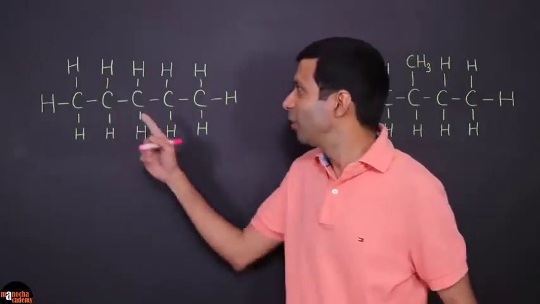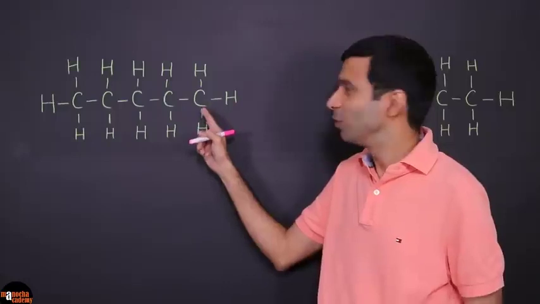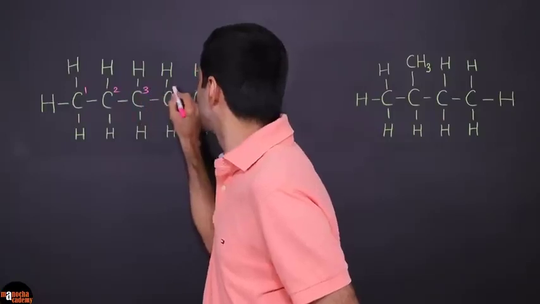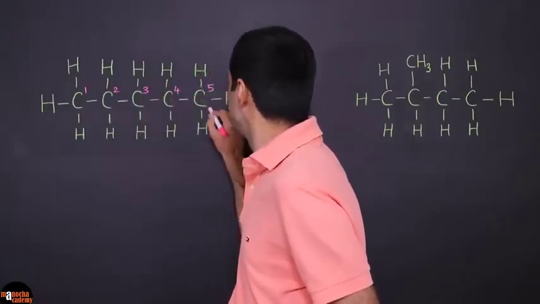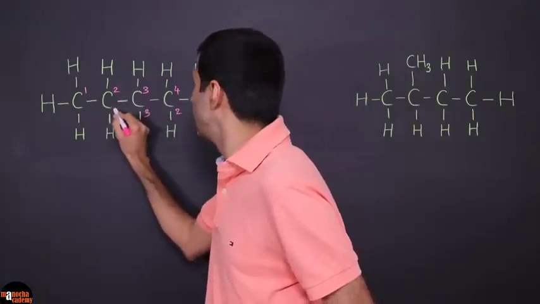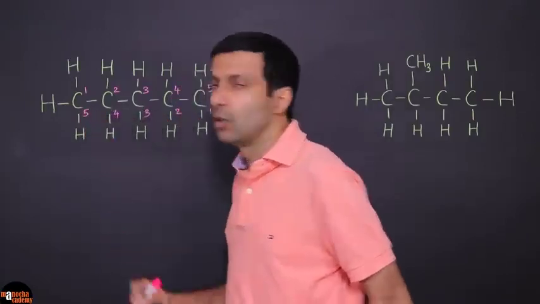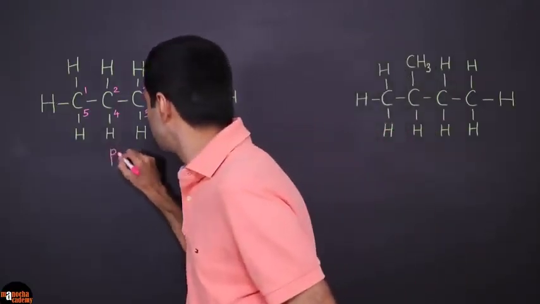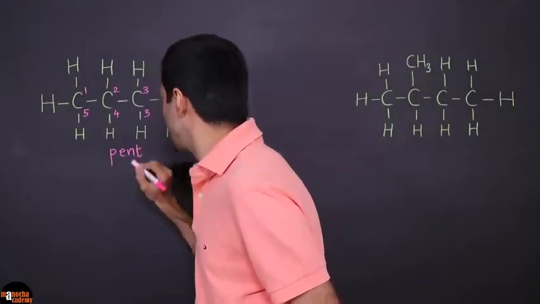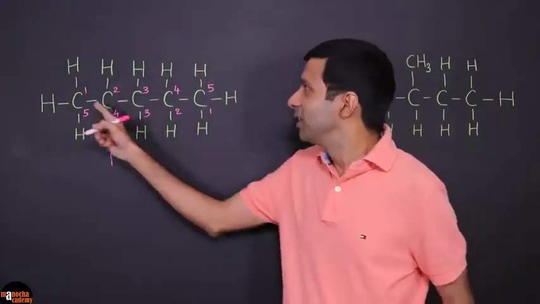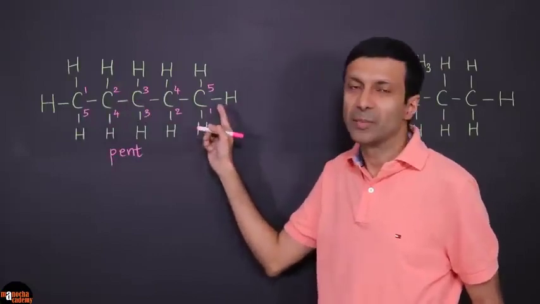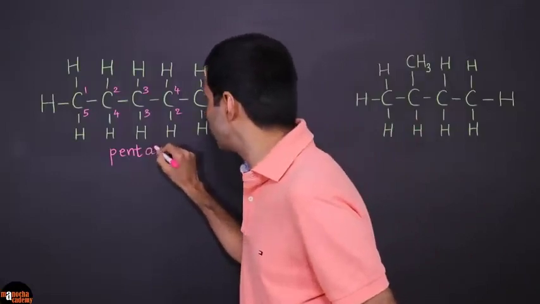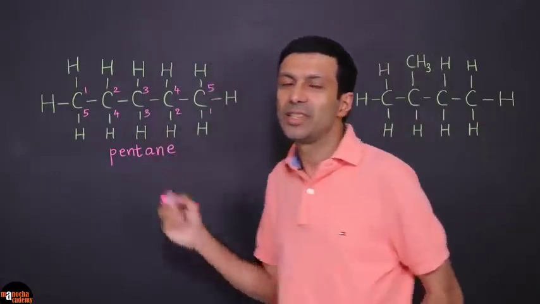Again, let's find the longest continuous carbon chain, which is this one. And let's number it forward and backwards. So it's a 5 carbon chain, and we are going to do the forward and backward numbering. So 5 carbon means the name is going to start with pent, right? And since there are only single bonds between the carbon atoms, this is an alkane. So what is the name? It's going to be pentane, right? So this is a simple one.